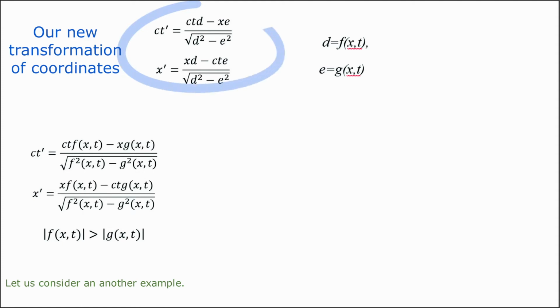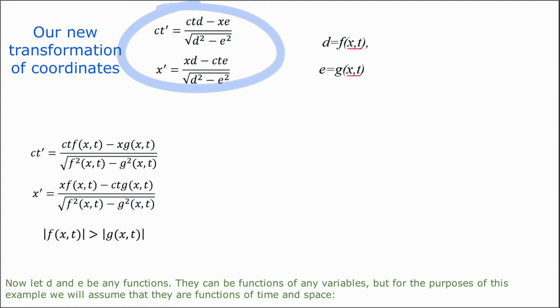Let us consider another example. Now let d and e be any functions. They can be functions of any variables, but for the purpose of this example, we will assume that they are functions of time and space. This can be, for instance, functions f and g.